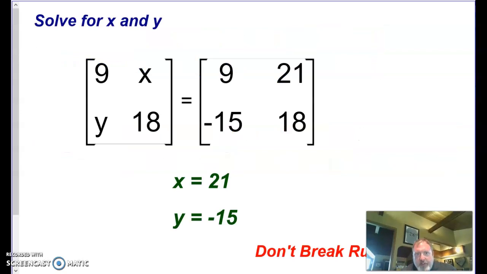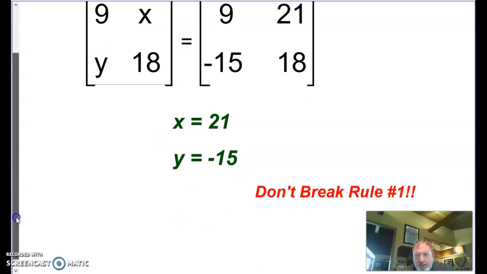Okay, so here you can see we have 2 matrices. And the first one is set equal to the second one. If that's the case, then each one of these numbers in their location has to equal the number over here. So this one's pretty straightforward. If this has to be x and this has to be 21, then we know x has to equal 21. And if this is y, y has to equal negative 15. If it doesn't, then these two matrices aren't equal.